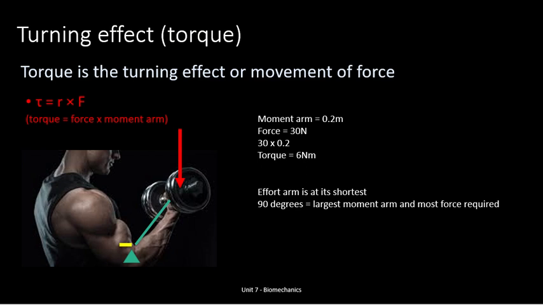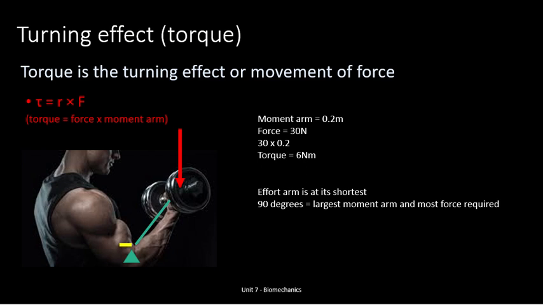It can be manipulated as and when the F arm is at its shortest, which will be when the dumbbell is at 90 degrees, as it has the largest moment arm, which means that the most force is then required to be able to lift the weight. So that will be when the bicep curl is at its hardest for the athlete to do. So I need to put in more force when it's at 90 degrees.